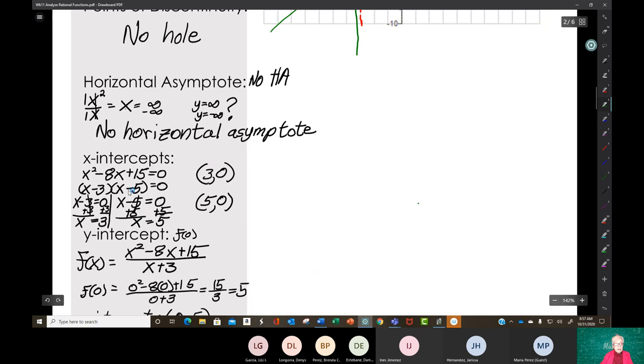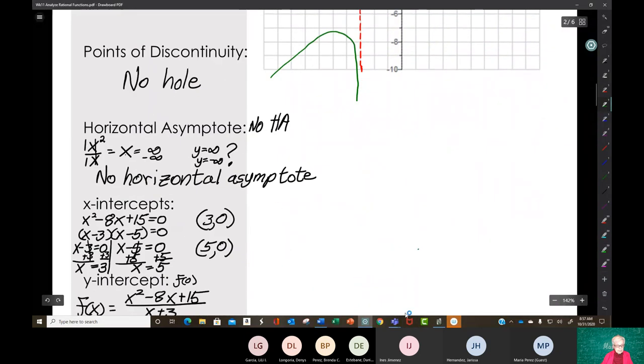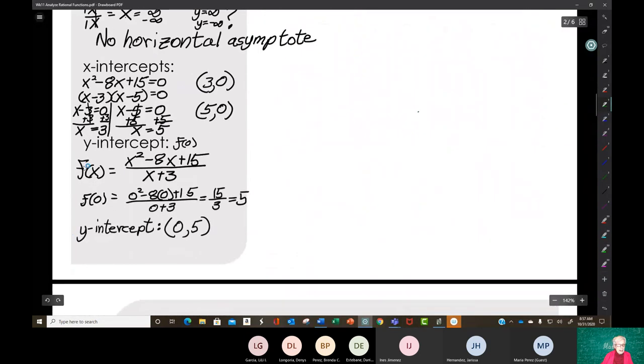The x-intercepts: we set the top equal to zero, factored, and solved for x. In other words, we solved a quadratic equation and found there were two x-intercepts, and that's how that happened. And the y-intercept is what you get when you put a zero in for every x. So we got 15 over 3, which is 5. The y-intercept was (0, 5).